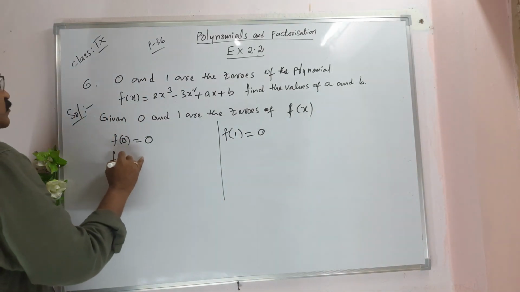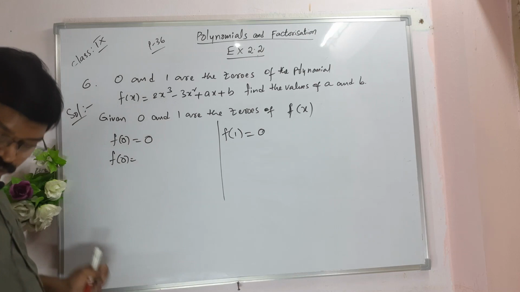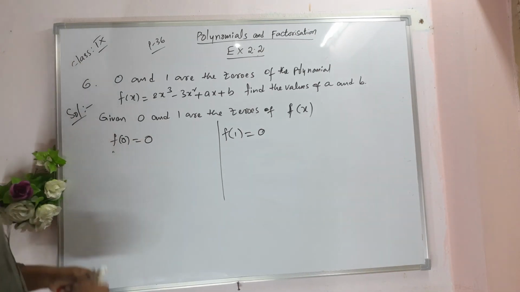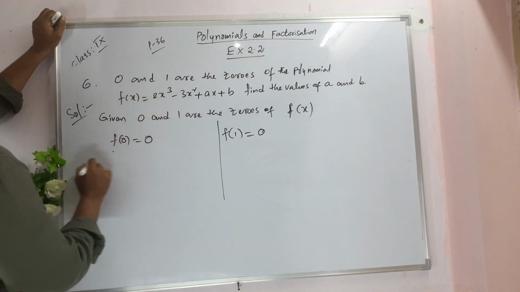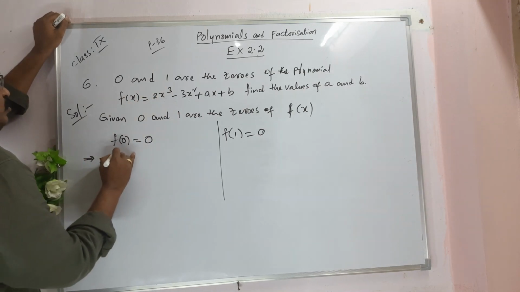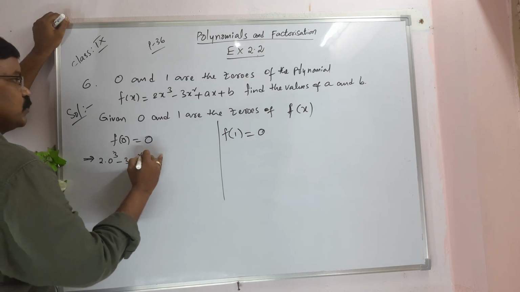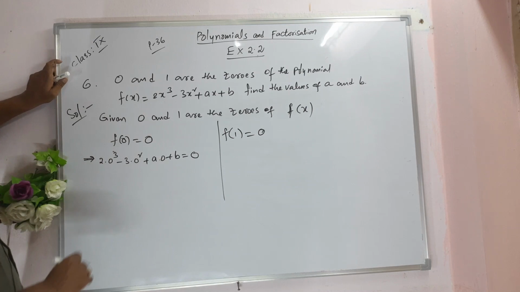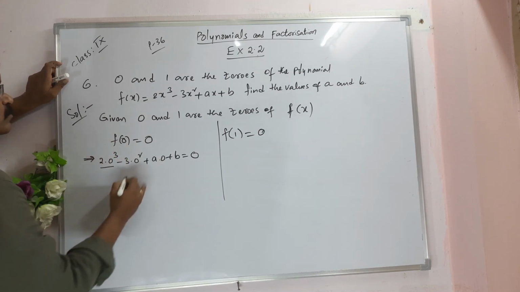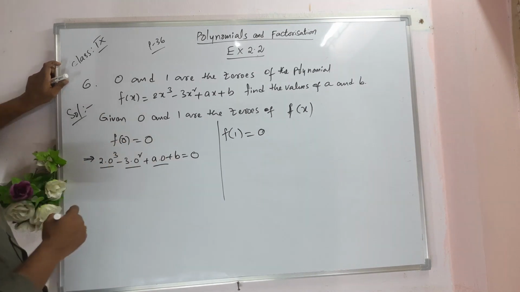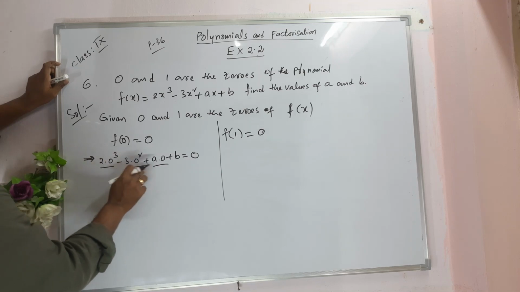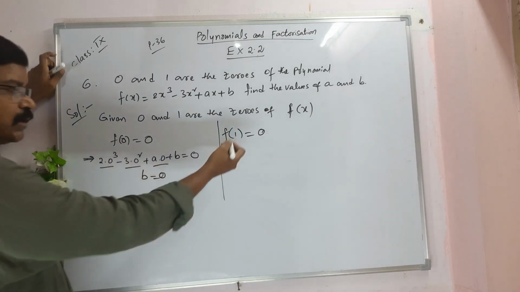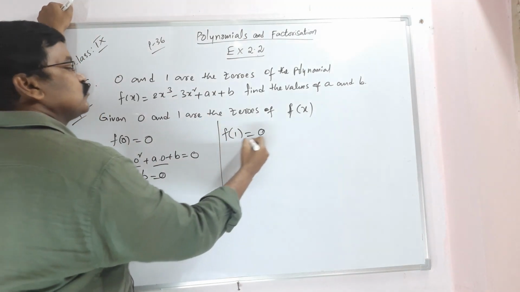So what is f of 0? Substitute x is equal to 0 here, my dear students. That means 2 times 0 cube minus 3 times 0 square plus a times 0 plus b is equal to 0. So this will become 0, this is also 0, this is also 0. So b is equal to 0. We got the b value.